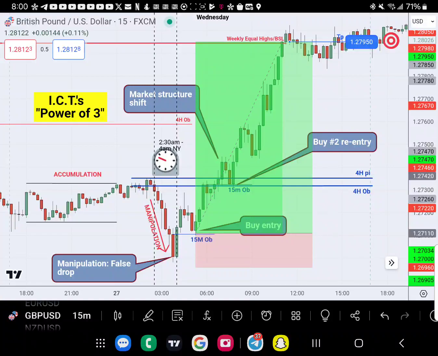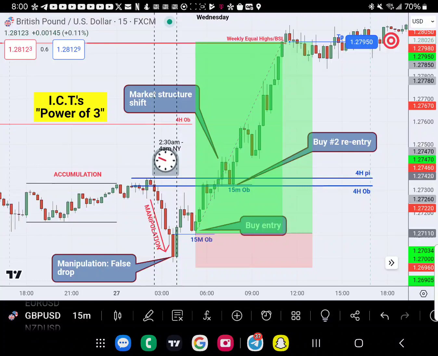So today I just wanted to share one of I.C.T.'s trading strategies called the Power of Three. As I was reviewing charts this morning, I came across a really good example of market structure that displays this I.C.T. Power of Three trade setup. So I want to share that with you guys and explain how this works.